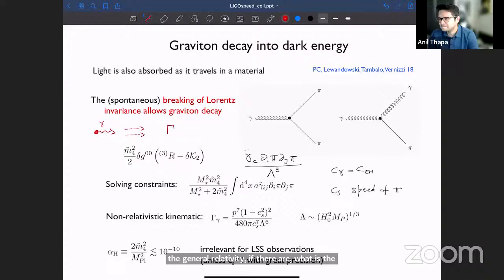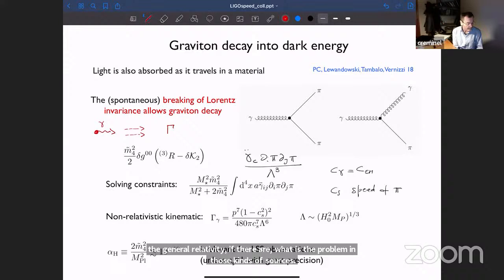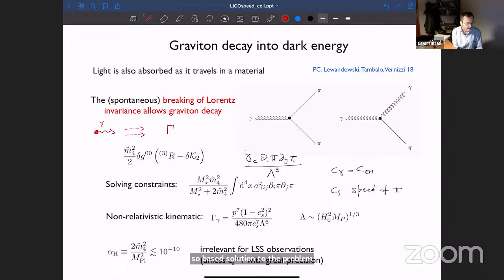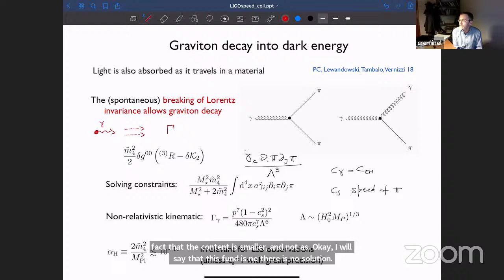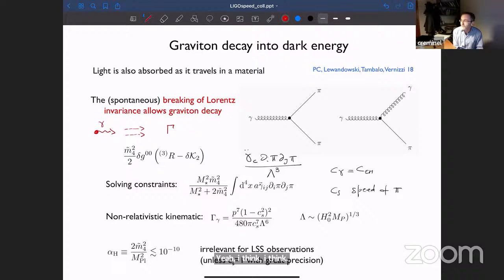It's a good question. So by solution to the cosmological constant problem, you really mean something that explains the fact that the cosmological constant is small. Right. I would say that as far as I know, there is no solution. I think it is, at least for what I know, I may miss something.